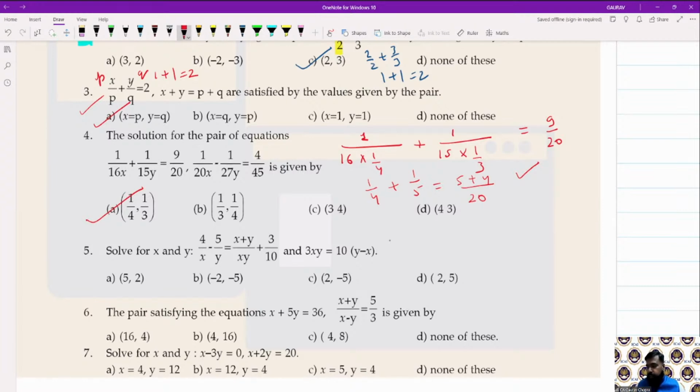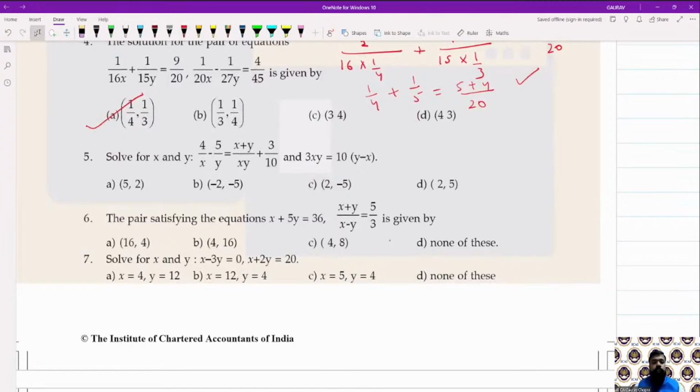So everybody has given the answer. Then Prasanta has also given the answer A. Ritu has given the answer A. Great. So for question number 5, again, let us put the options.